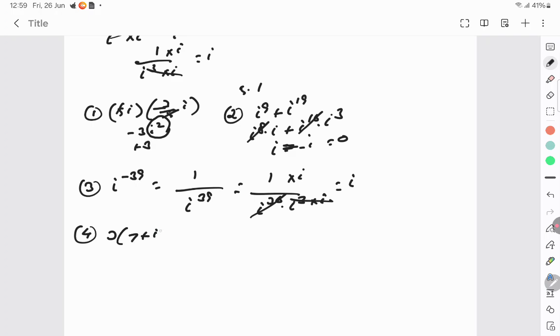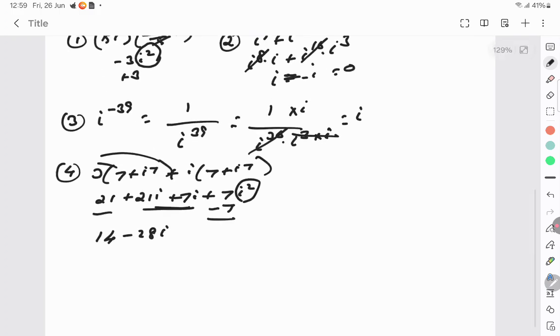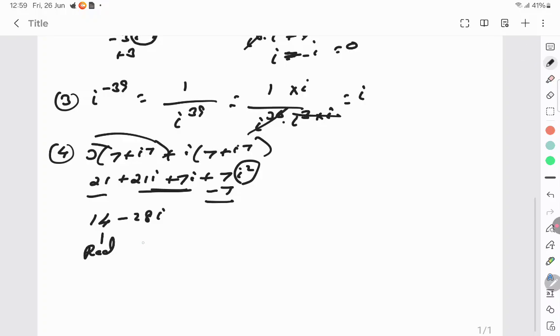The fourth question. 3 into 7 plus i, into 7 plus i, into 7 plus i. You take it inside. 21 plus 21i plus 7i plus 7i square. i square is minus 1, so this will become minus 7. 21 minus 7 is 14, plus 28i. This is called the real part and this is called the imaginary part. It's 28 that is the imaginary part.